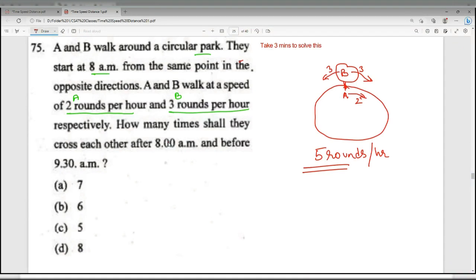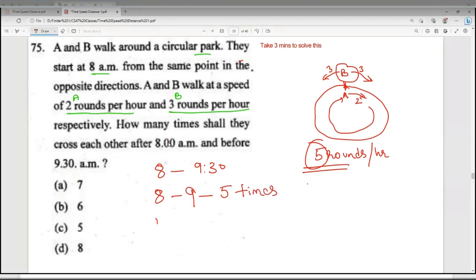So they are saying from 8 to 9:30, how many times will they meet? So according to this, B would be sitting here itself, and A is taking 5 rounds in an hour. So from 8 to 9, A will cross 5 times. So in 1 hour, he will take 5 rounds. So from 8 to 9, he meets B 5 times.